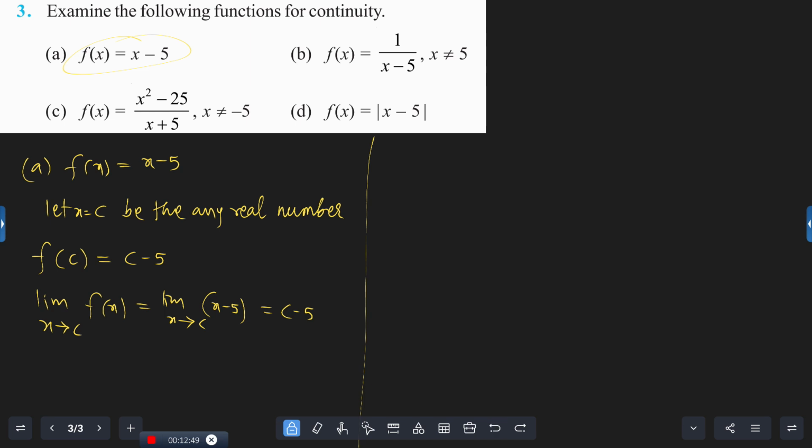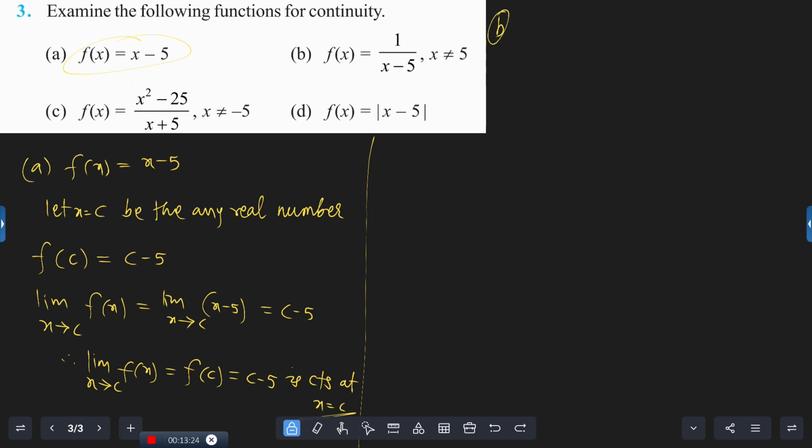So what can we say? Limit of f of x is equal to f of c, which is equal to c minus 5, so f is continuous at x is equal to c. It means at any real number we can say it, or instead of saying at x equal to c, you can write in words 'at any real number'. Not an issue. Understand? Right.